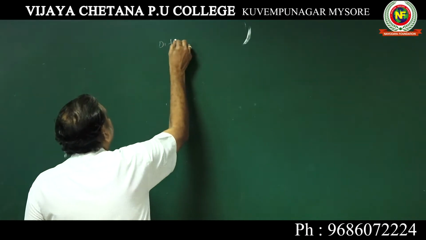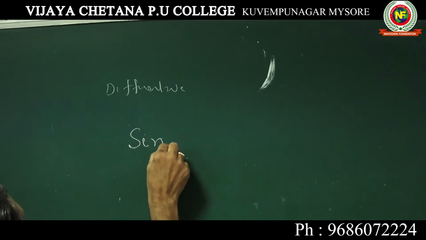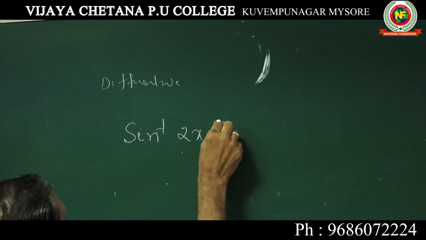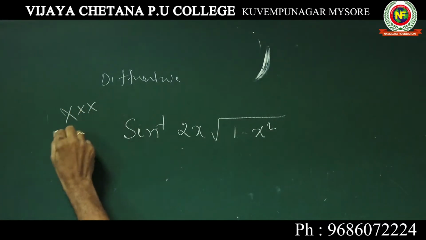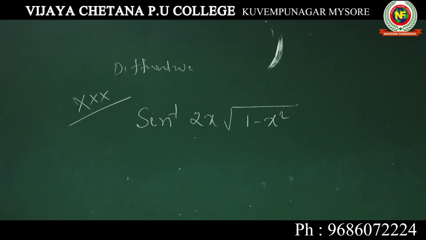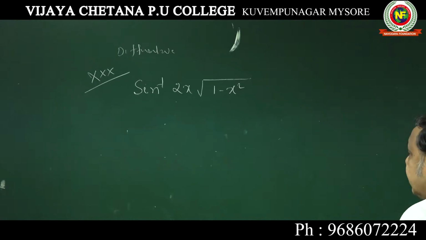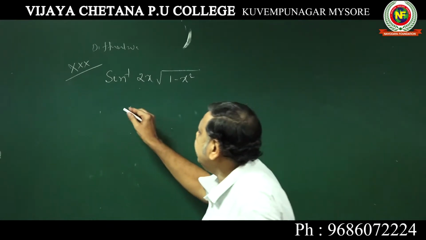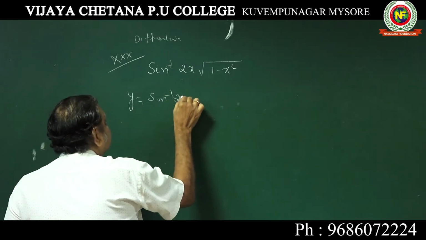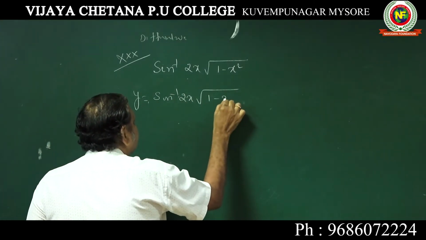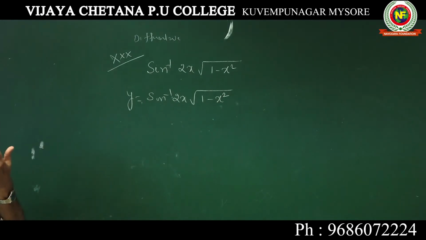Differentiate sine inverse of 2x square root of 1 minus x square. Important problem. Differentiate sine inverse 2x root of 1 minus x square. Here we should not take it as y. Y is equal to sine inverse 2x square root of 1 minus x square.